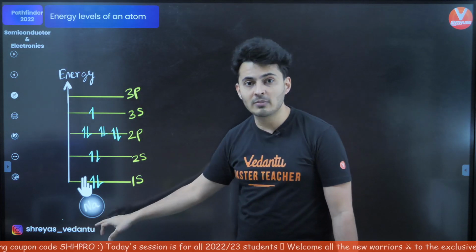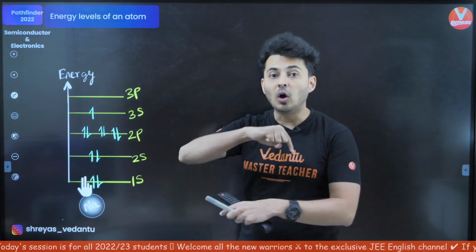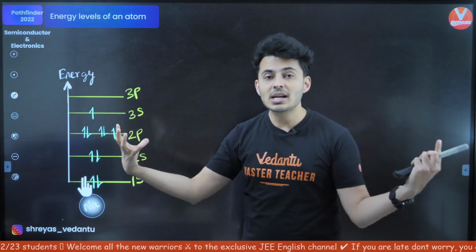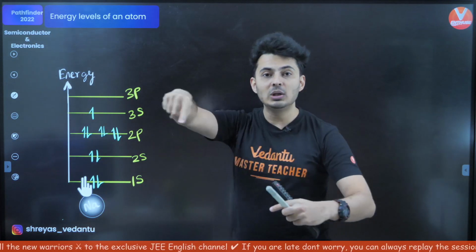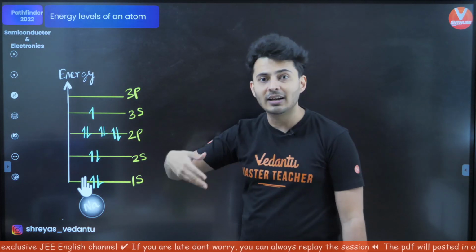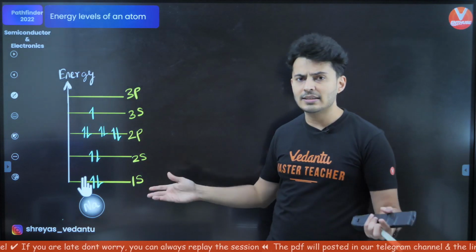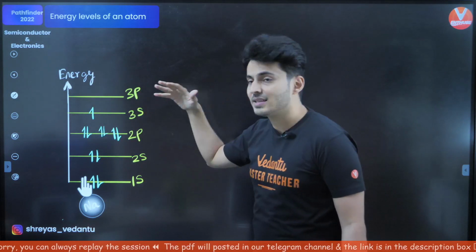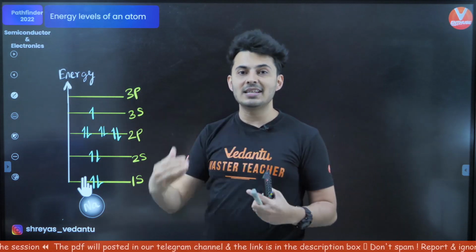1s of one sodium will interact with 1s of other sodium. Maybe there are 5-6 neighbors. All their 1s's will interact with each other and form new combined energy levels. 2s will interact with all the 2s's in their neighbors. They will form new energy levels. 2p will also interact with their other 2p's. 3s will also interact with other 3s's and 3p's, etc. So the respective shells interact with the respective shells of the other atoms and they form new energy levels.